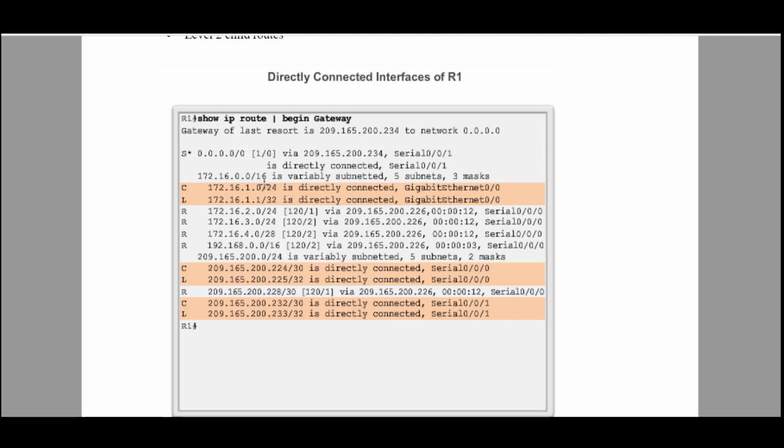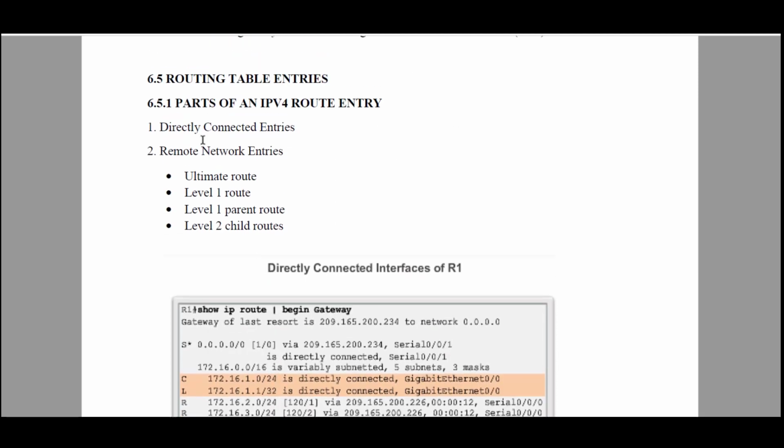Here it will be the network, here it will be like 1, 2, 3 like that. They have done some subnetting here, that is the meaning. So no need to confuse too much. C for connected, L for local. C means directly connected, and L is also directly connected, locally connected. That means you are having some subnets. So this is the first type of entry, directly connected entries.